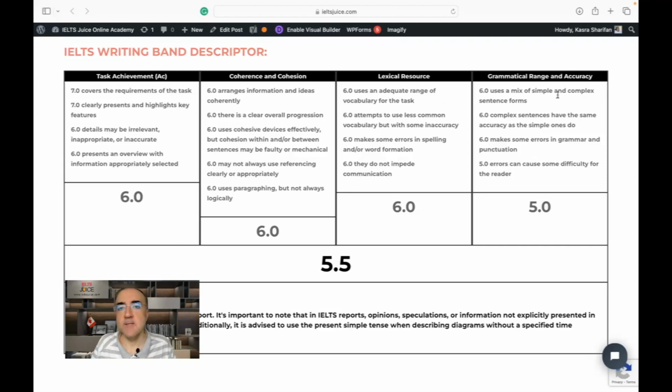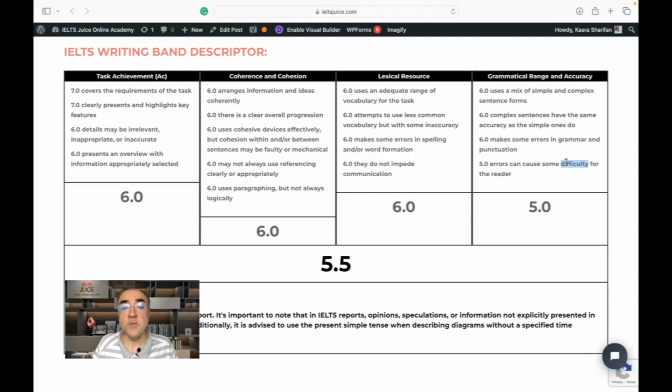sentences, but there are many errors, and the most confusing one is errors in grammar. It's not a 6. With 6, you may have some difficulty with some or maybe a few sentences, but here I had multiple confusion with multiple sentences. All in all, this is 5.5, guys.